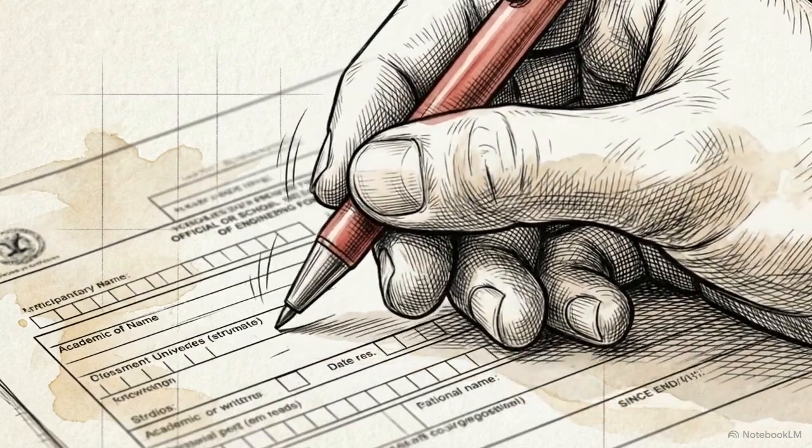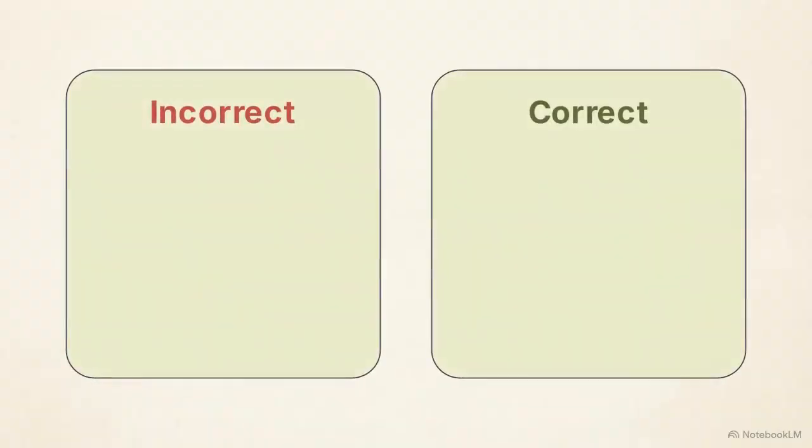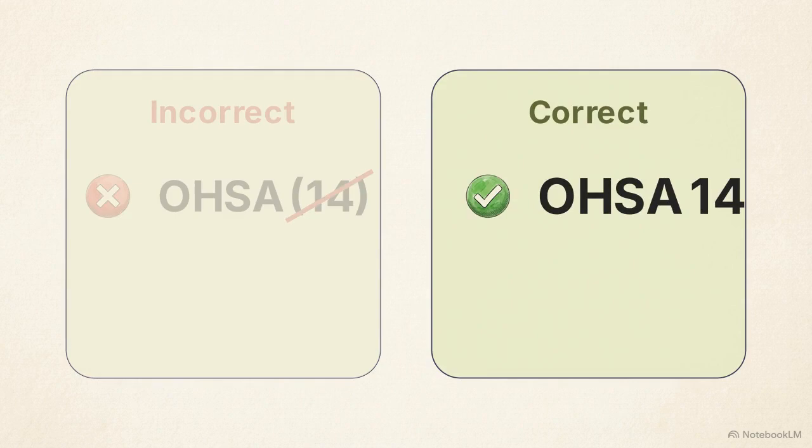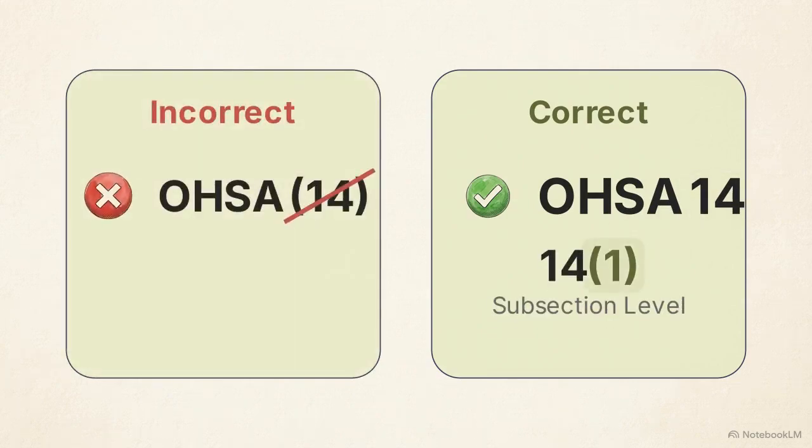Now that we have the sequence, we need to correct the most frequent formatting mistake made by novice HSE professionals. Placing the principal section number inside parentheses invalidates the legal reference. Brackets are strictly reserved for subsections, paragraphs, or subparagraphs. Wrapping the main section number in brackets makes the citation technically incorrect.